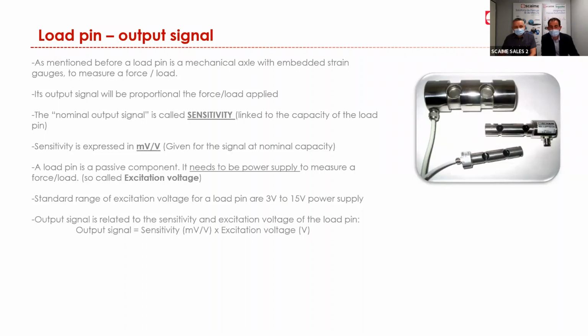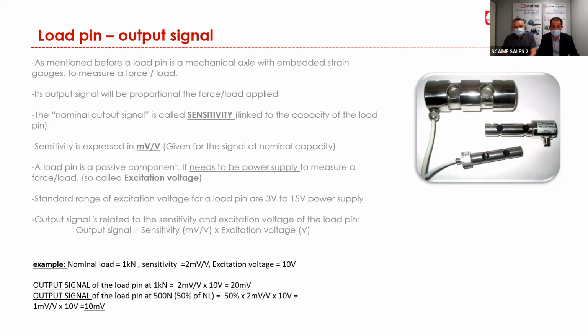Now, how to calculate the output signal that you can expect from your measuring system. The output signal is directly related to the sensitivity of the load pin and the excitation voltage that you will apply. So the calculation is very easy: output signal equals the sensitivity in millivolt per volt multiplied by the excitation voltage. So we can see two examples.